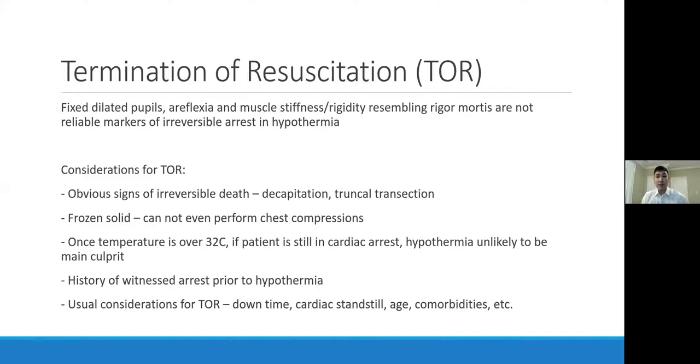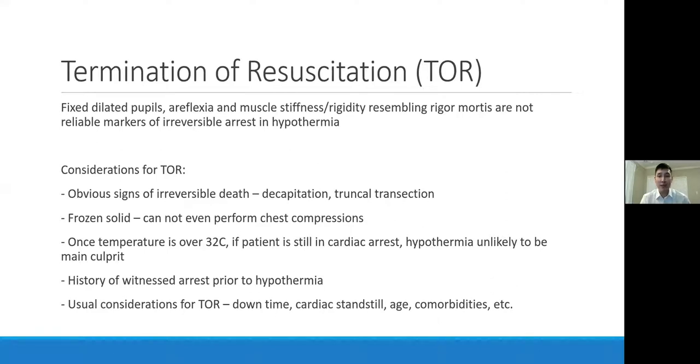So if you remember from our case, the patient had fixed dilated pupils and a cold, stiff body upon extrication, but quickly achieved ROSC. Some signs we usually use to determine futility of resuscitation, such as fixed dilated pupils, areflexia, and what looks like rigor mortis, are not really reliable in hypothermia. So then how should we determine when to terminate resuscitation for hypothermic patients?